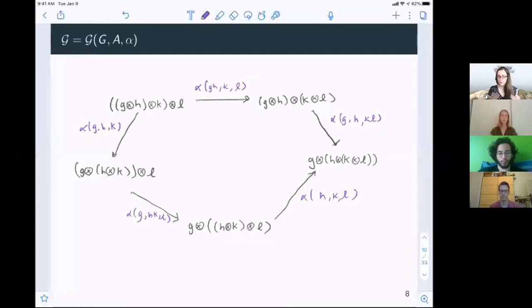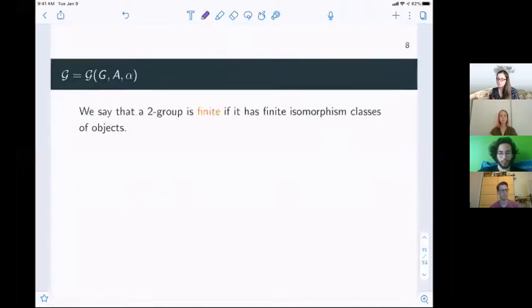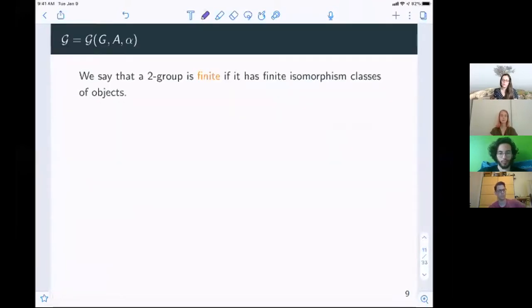Okay, so this example of a two group is going to be our main touchstone example. And so we say that a two group is finite if it has finite isomorphism classes of objects. So if we start with this finite group G, like we just talked about, it's not just that we have a finite number of isomorphism classes, we actually have a finite number of objects. So it's like especially finite.